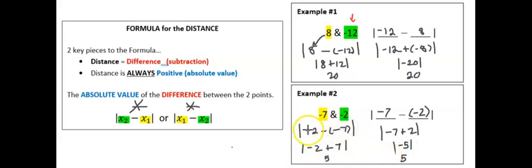Again, one version will give you the negative answer. The other version will give you the positive. In both cases, we put our absolute value bars on our work, so we know we are finding a positive distance. All right, so now I want you to practice finding the distance between 2 points on a number line.